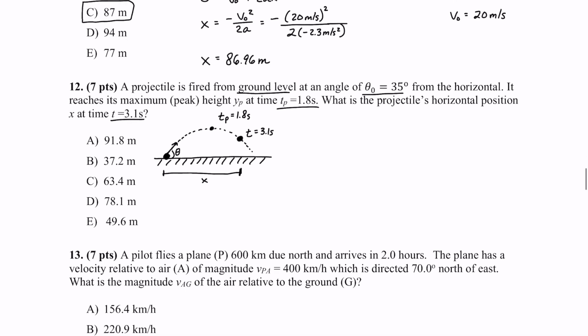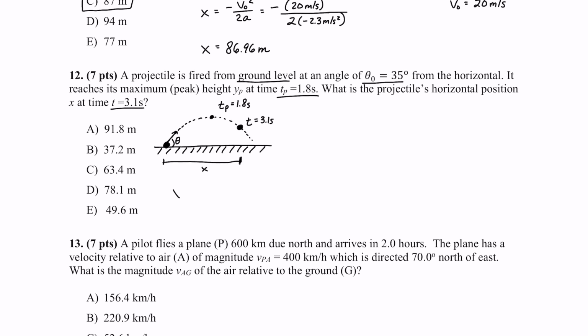For projectile motion, horizontal distances are given by our initial x velocity multiplied by time, because there's no acceleration in the x direction. We're given the time we're interested in. This will be 3.1 seconds. This is what we're trying to solve for, and we could do that if we only knew what our initial x velocity was. To do that, we need to go back to the other information they told us in the problem, namely that the object reaches its highest point at time 1.8 seconds.